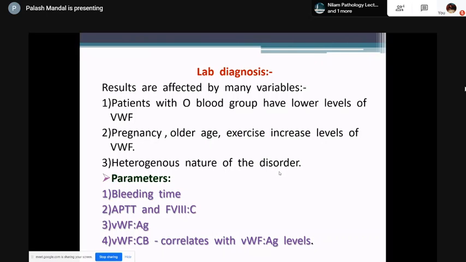expressivity. Okay, so the parameters studied are bleeding time, APTT, factor 8 related antigen, factor 8 C and factor 8 von Willebrand antigen, and this ratio correlates with the von Willebrand antigen levels.